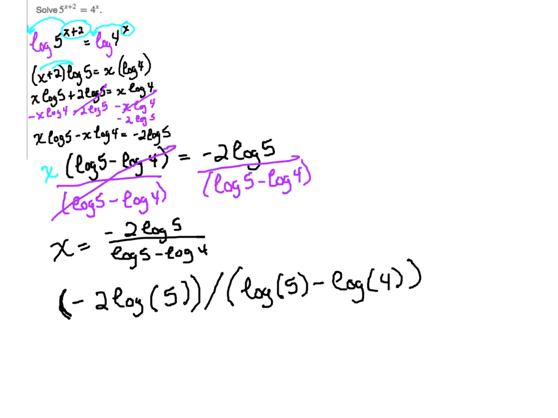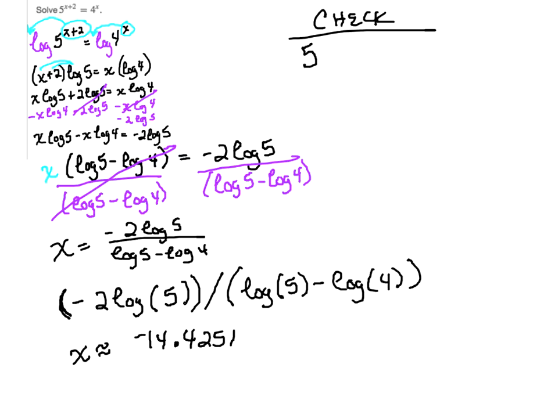Log 5 minus log 4. And I get approximately negative 14.4251, and that's approximate. So we could check it. Now, we're not going to get an exact answer here, but we can get very close to check it. So 5 raised to the negative 14.4251 plus 2 should equal 4 raised to the negative 14.4251, or be very close to it.